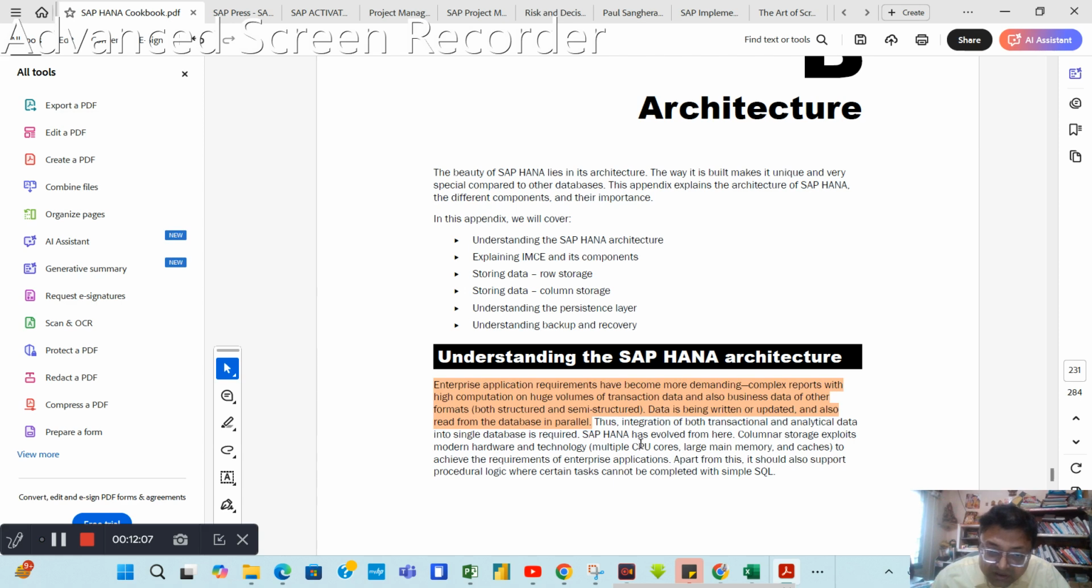So, coming back to the original discussion, the integration of both transactional and analytical data into a single database requires SAP HANA. Why have we gone for HANA? Online transaction processing, OLTP, and online analytical processing, OLAP, are the bread and butter of HANA. At one end, business transaction. You say, I want to buy this pen from you, I will give you 10 rupees. That is getting entered. Transaction data.